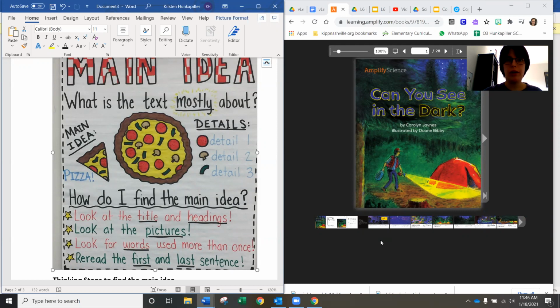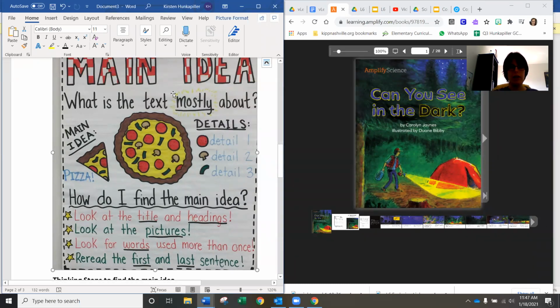I am now going to walk you through how to find the main idea of the book we just read, Can You See in the Dark? by Carolyn Janes. On the left-hand side, you see my pizza diagram, and you will see that there are 4 steps to find the main idea. Let's read those. Look down here. It says, how do I find the main idea? Look at the title and headings. Let's do that. First step, we look at the title and headings.